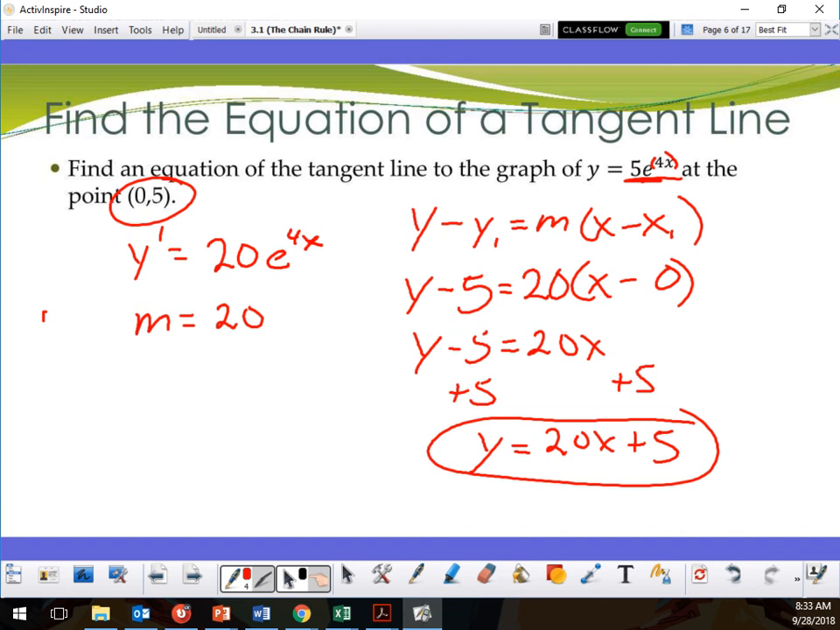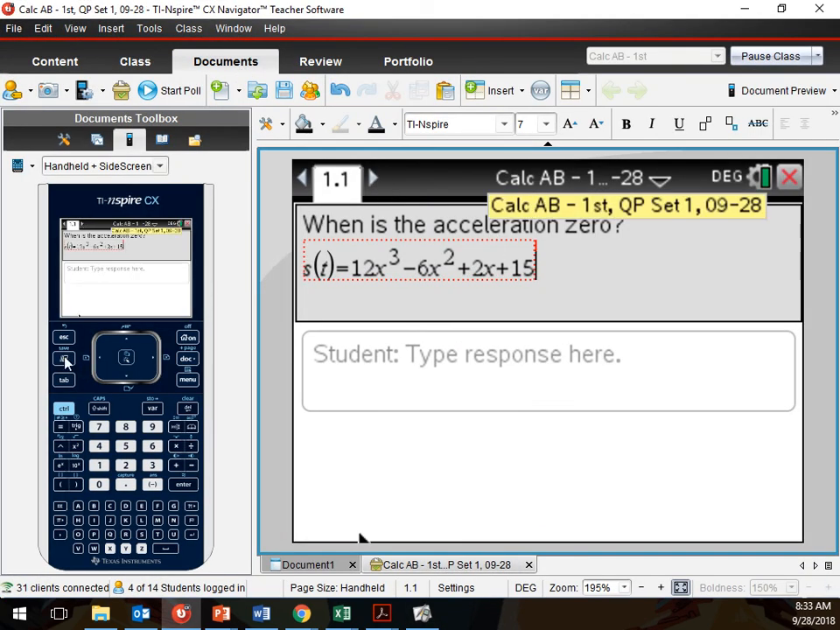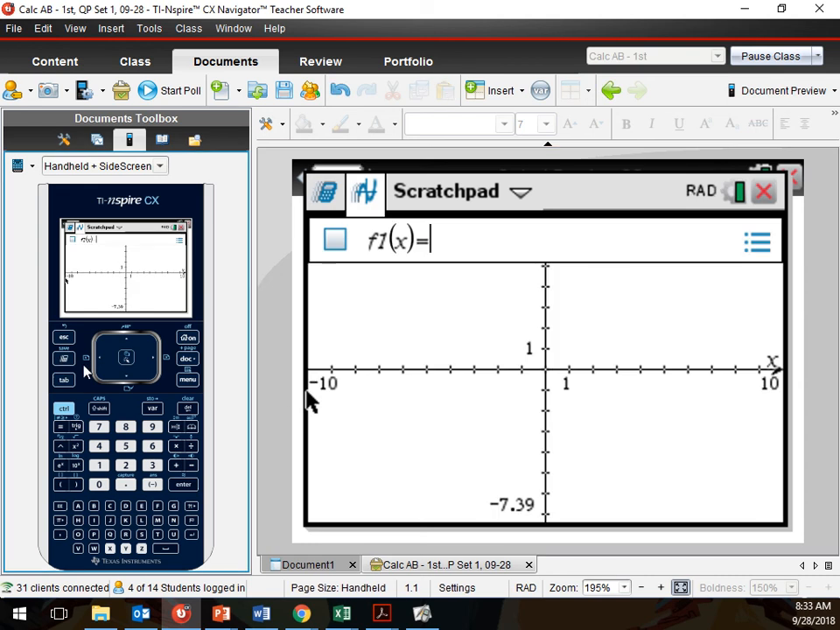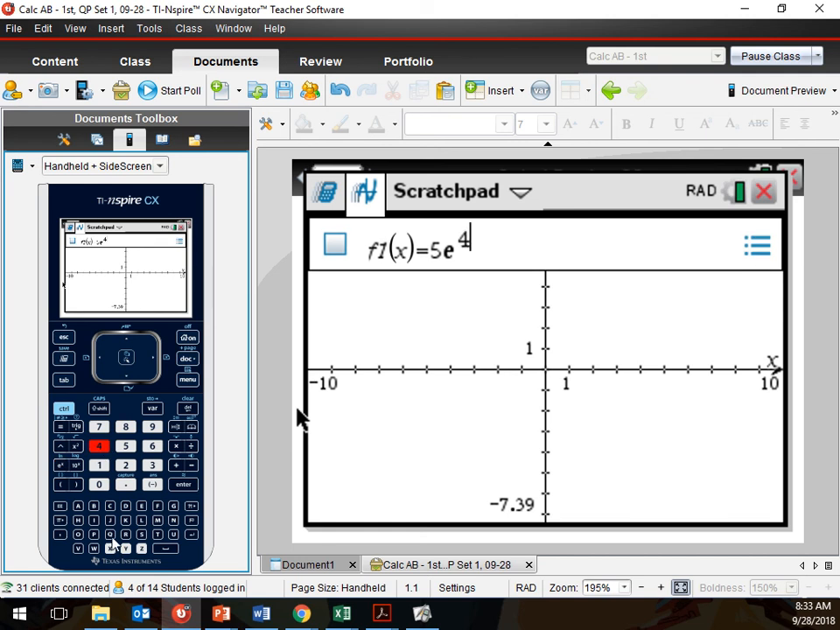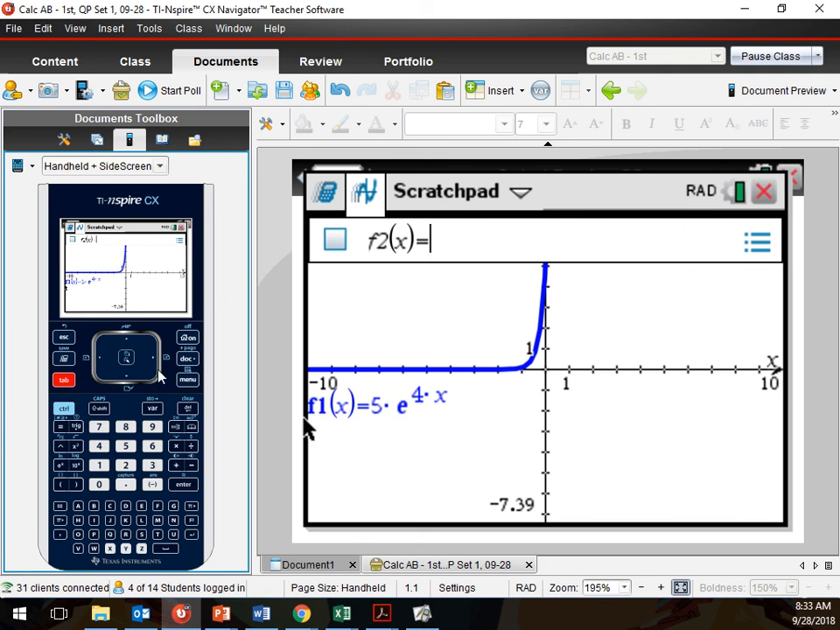So it's 5e to the 4x. Let's see. All right, documents. So 5e to the 4x. Okay, and then my tangent line. So what was my tangent line? It's 20x plus 5.